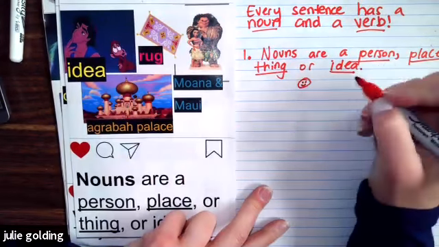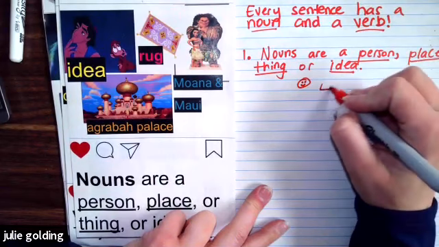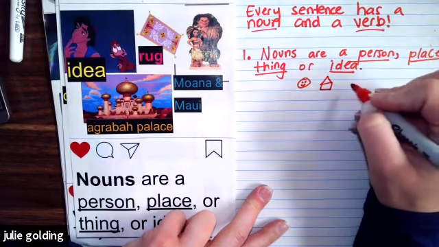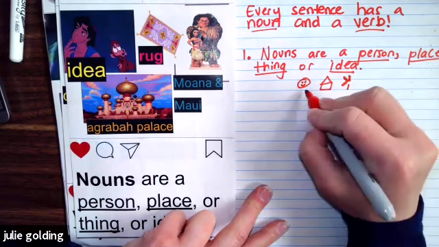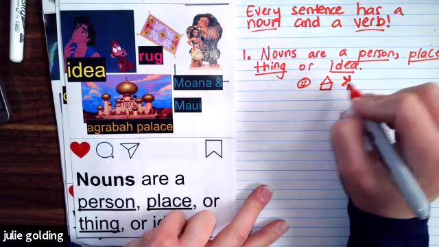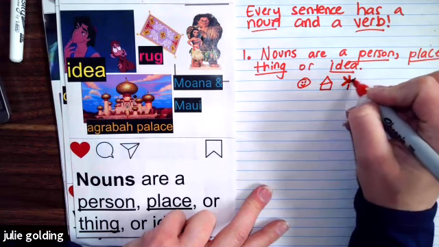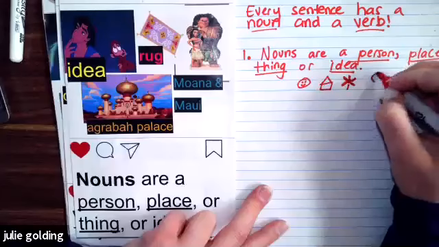You can draw a little picture to help you remember. I just do little simple things. A smiley face for a person, a house for a place, a little flower for a thing, and then a light bulb for an idea.